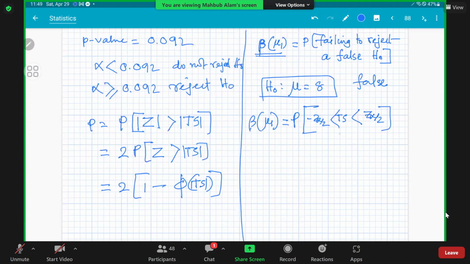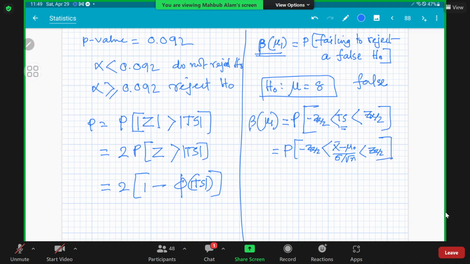And whenever your test statistic value is within this interval, you will accept the false null hypothesis and commit the error. Let's say the value of the null hypothesis, instead of 8, is mu naught, to generalize the equation. And it is sigma by square root of n is less than z alpha by 2.